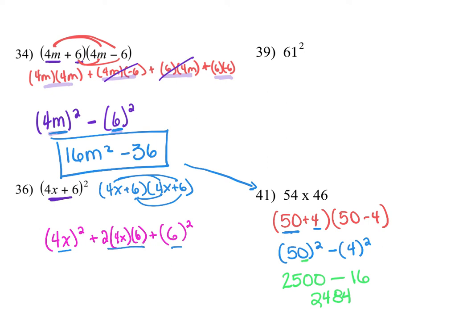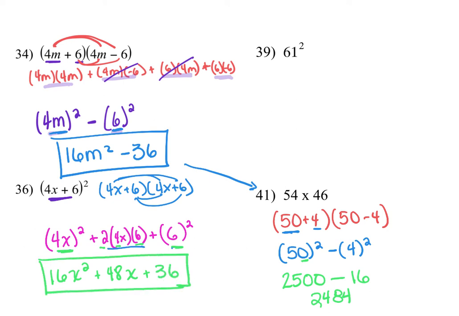So you will get the same thing if you choose to FOIL it. All I make you do is set up the special case. And then solving it. 4x, if I square it, is 16x squared. All right? 2 times 4, that's 8 times 6. That's going to give me 48x. And then 6, when I square it, is 36.